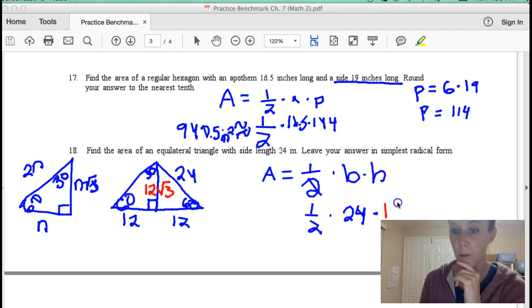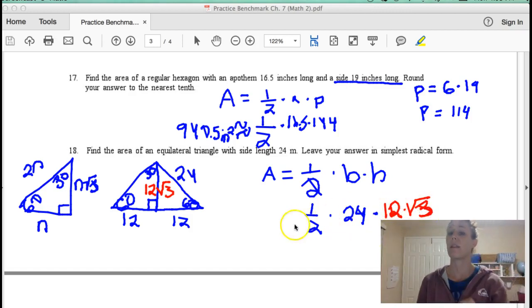And there's my height, 12 times root 3. Now I have what I need, and that is supposed to be a 12 times root 3. Sorry. That's all the information I need to calculate this. Now I'm going to leave it in simplest radical form. So I'm just going to calculate this.